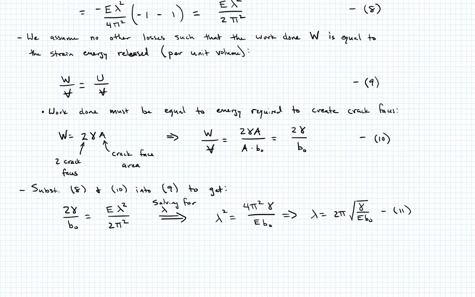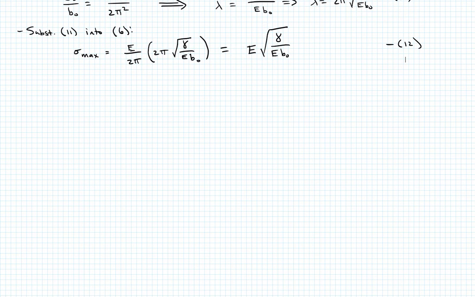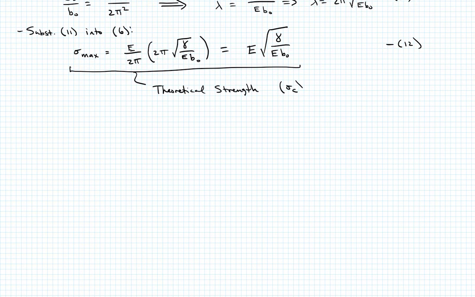Okay, now I just substitute 11 into equation 6, which was my equation for sigma max. And I'm left with sigma max is equal to E over 2 pi times 2 pi square root of gamma over E B naught, which is just equal to E times the square root of gamma over E B naught. Call that equation 12. So equation 12 represents what we would call the theoretical or the critical strength for cracks. Or in our picture up there, it would represent sigma C. Okay?